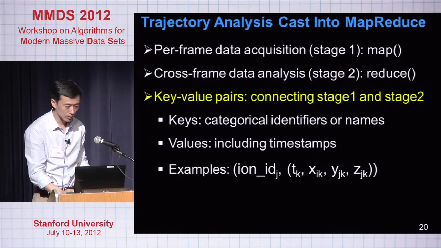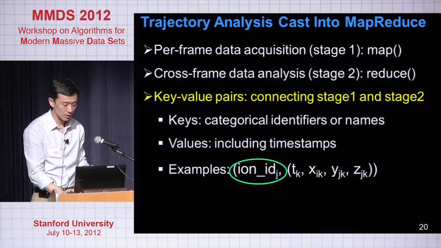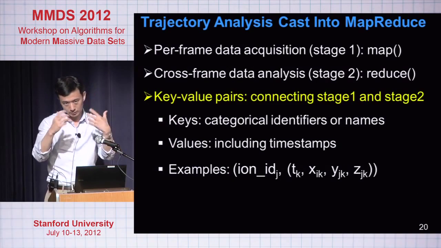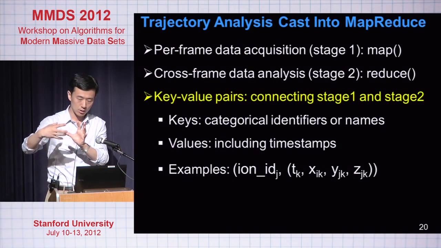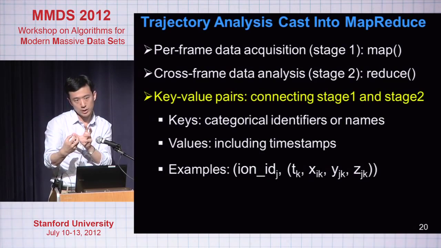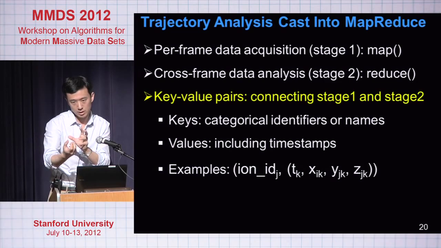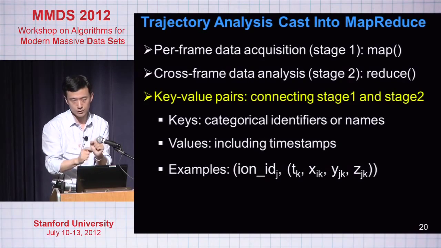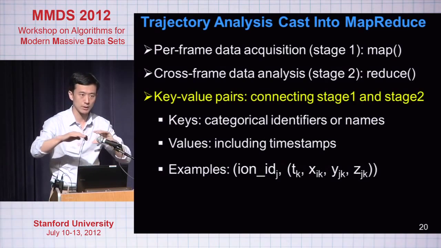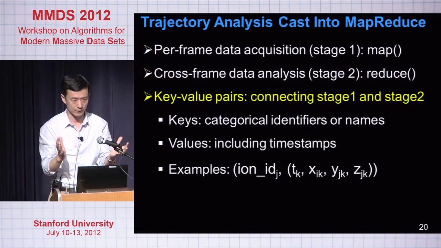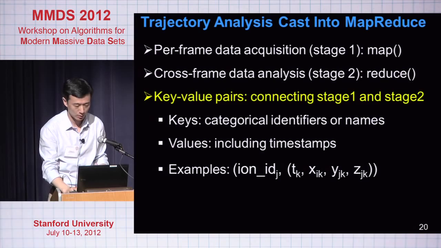Now, why do we need the time? Because in the reduce phase of the MapReduce model, all the values associated with a key will be dedicated to a particular node. You can restore the time series associated with a particular categorical name based on the timestamp you have already assigned. So this is the step where, in the cross-frame data analysis, you can reconstruct the time series without a heroic effort. All the information is contained there.